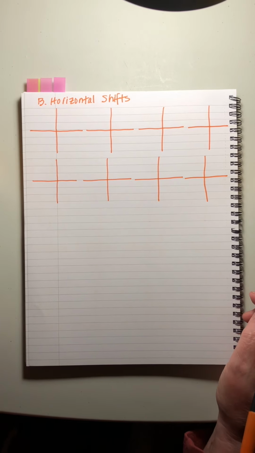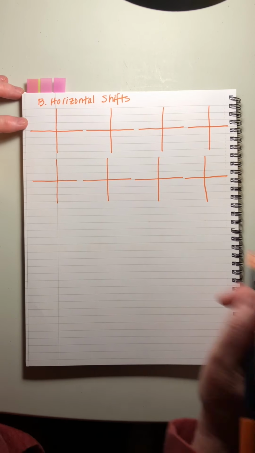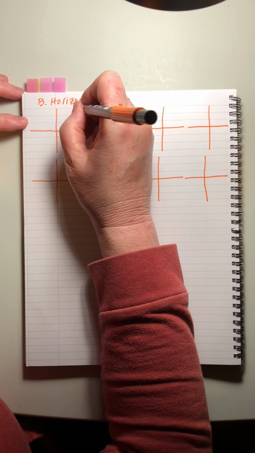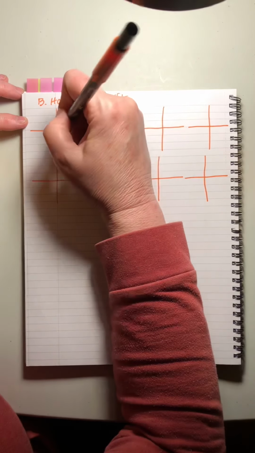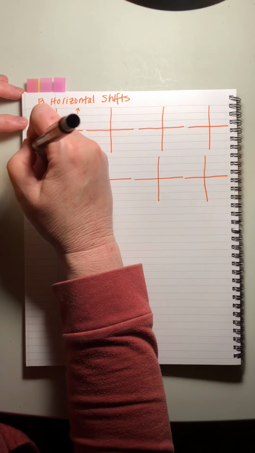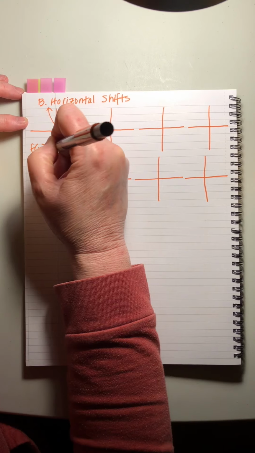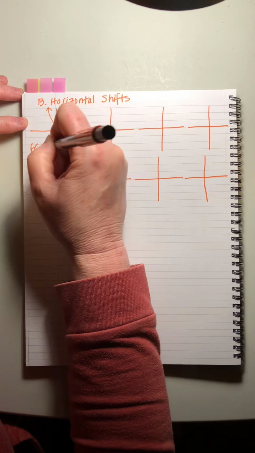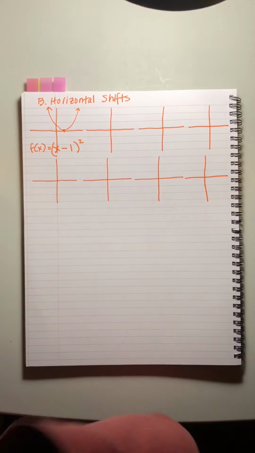Okay, so for the first row, let's move them positive. We'll move them to the right. And let's see what happens to the equations. X minus 1 quantity squared. Okay, two things happened.